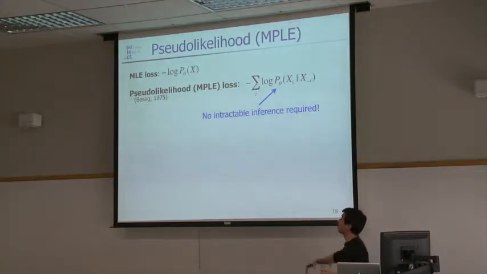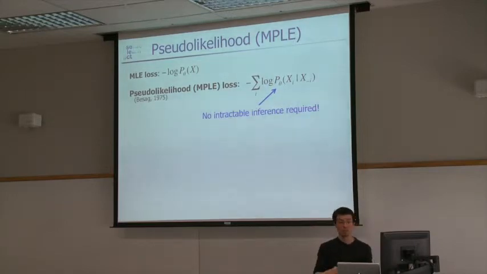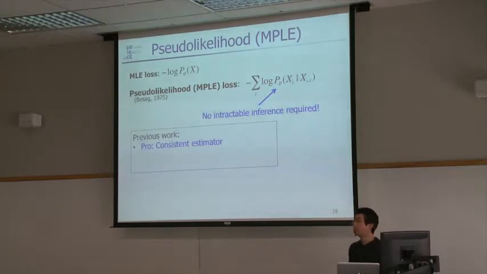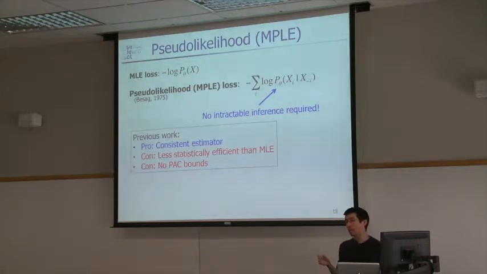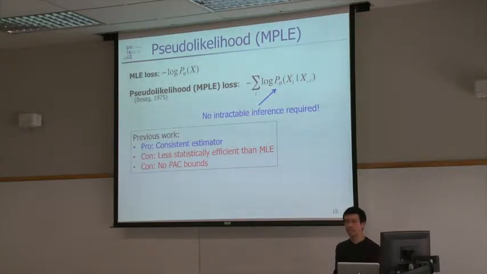Let me first point out that this doesn't require that intractable inference, because in order to normalize this probability, you only have to sum over values of a single variable, xi. Previous work has shown that this estimator is consistent, meaning that in the infinite data limit, you will recover the true model parameters. The bad things are that, first, it's been shown to be asymptotically less statistically efficient than maximum likelihood, and that there weren't PAC bounds for general MRFs and CRFs. In the next part, I'll talk about how we can get that kind of PAC bound, and towards the end of the talk, I'll discuss composite likelihood, which will help us improve on the statistical efficiency.